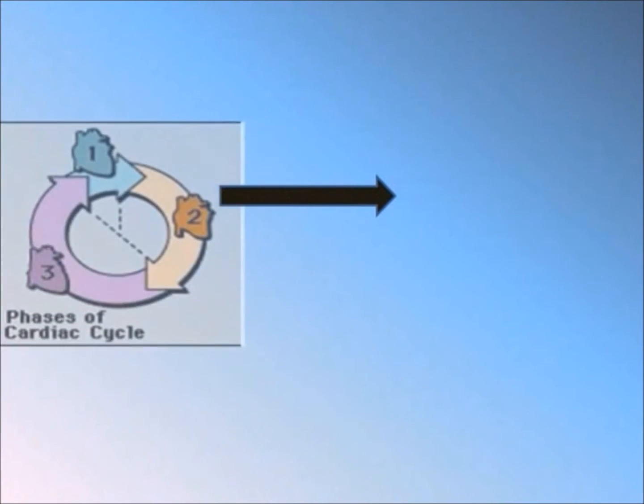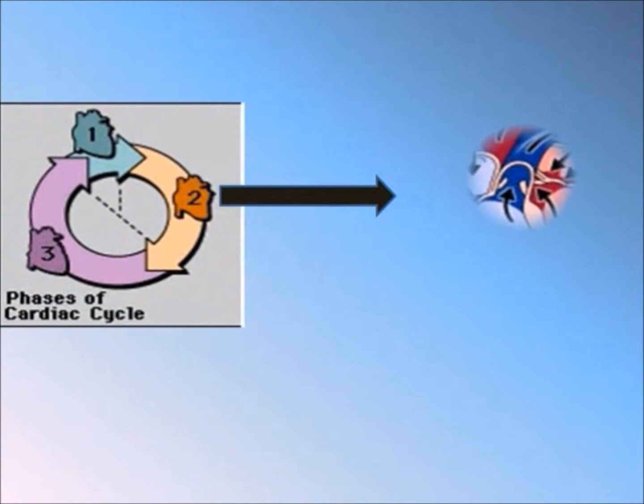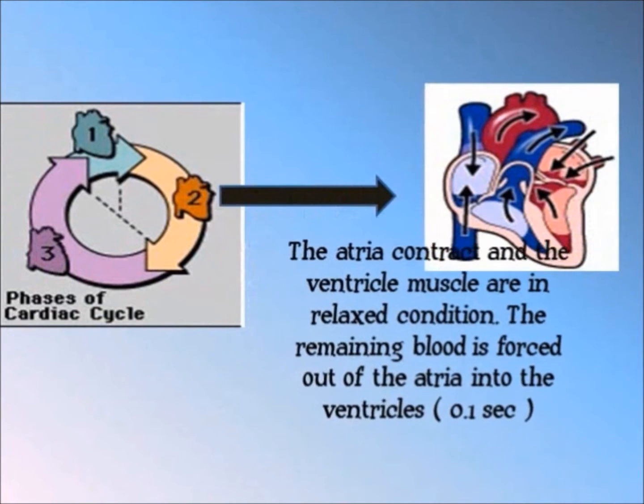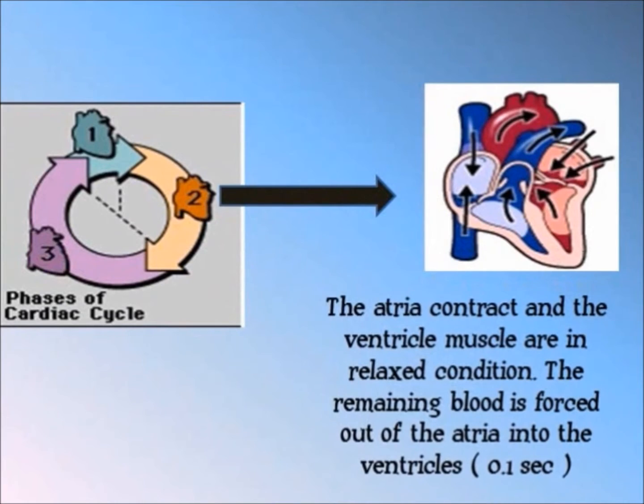Second phase. The atria contract and the ventricular muscles are in a relaxed condition. The remaining blood is forced out of the atrium into the ventricle in 0.1 seconds.